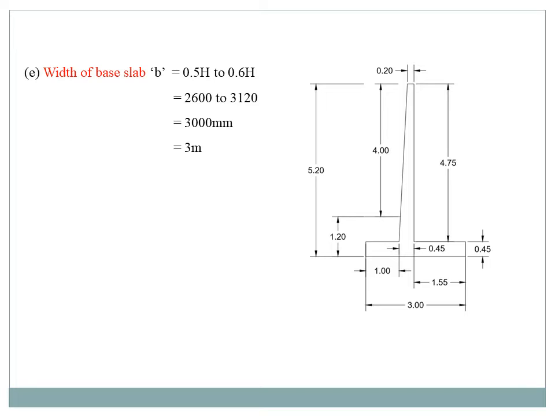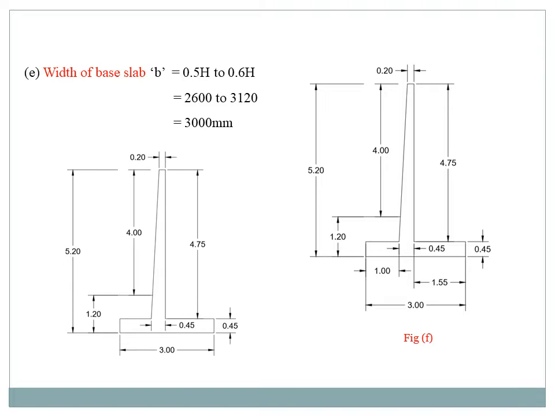So our toe slab distance and heel slab distance we can find out. Assume the toe slab width is 1 meter. So with the remaining values, you can easily find out the heel slab width.